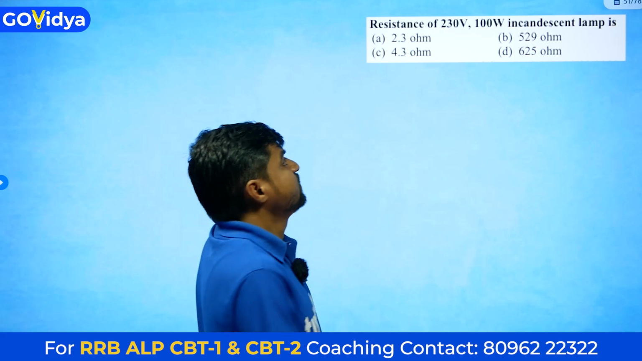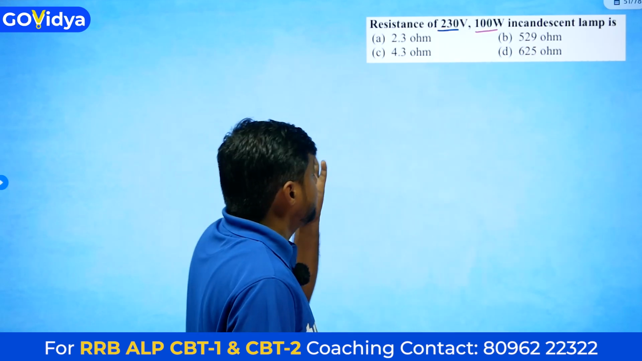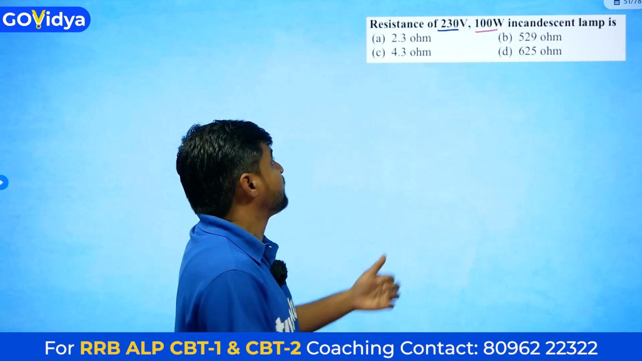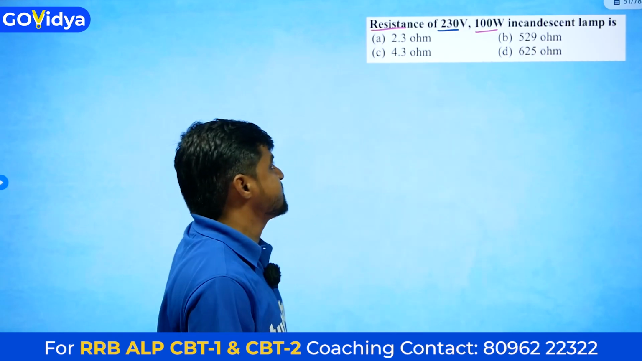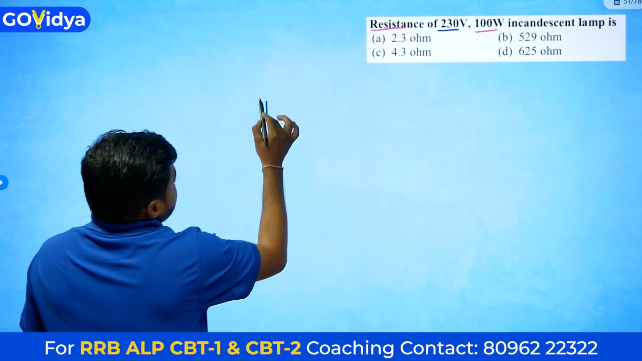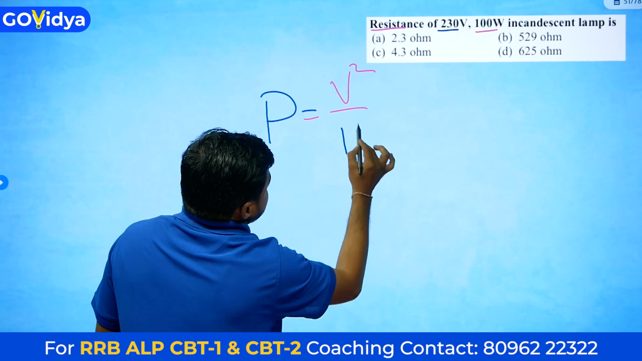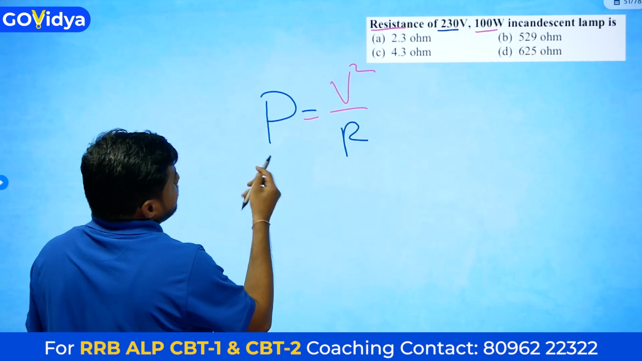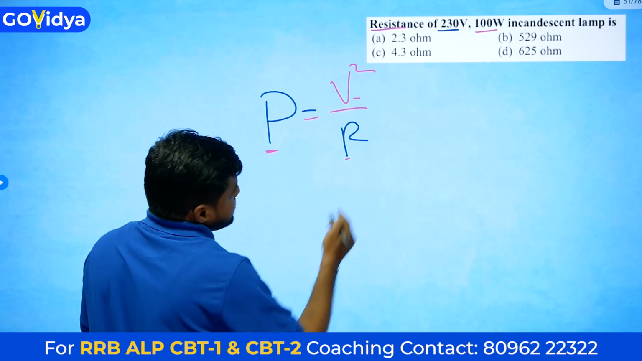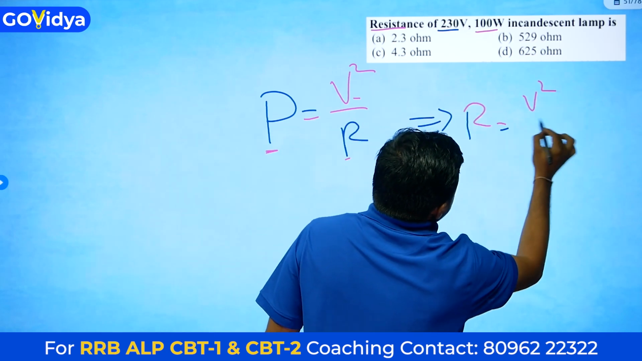Next question, the resistance of a 230 volts 100 watt incandescent bulb is, here voltage rating is given and power rating is given. Now we have to find resistance. We have relationship between resistance, voltage and power, that is power P is equal to V square by R. Power rating and voltage rating are given, we have to find resistance. R is equal to V square by P.